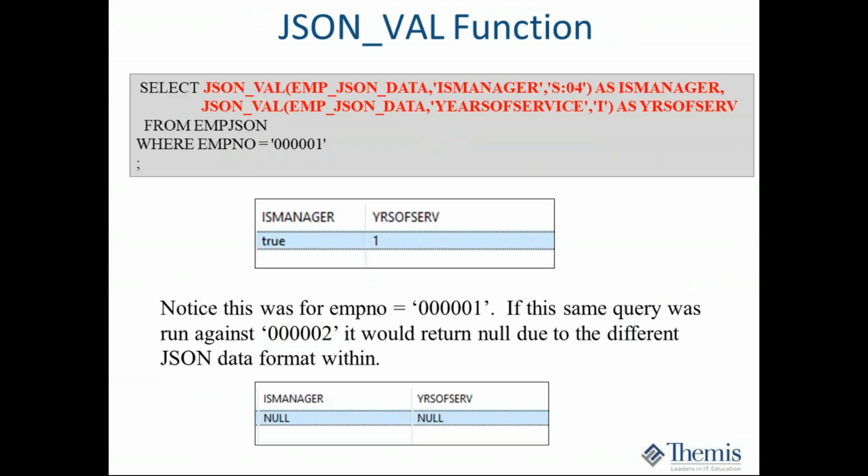JSON val is a function to get a specific piece of information out of the JSON document. Here's a little example of that. I can use that in where logic. Just give me all the people whose JSON document says that they're a manager. It's not a specific normalized column. It's a piece of information inside the document. We can query for that kind of stuff.